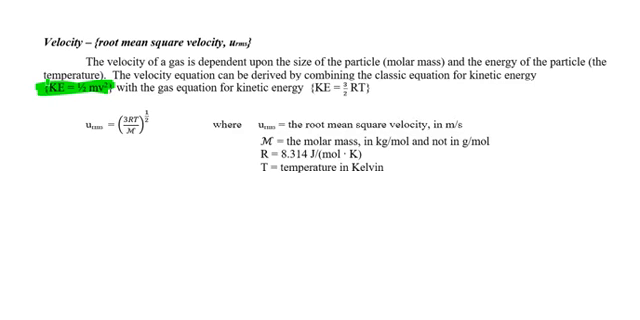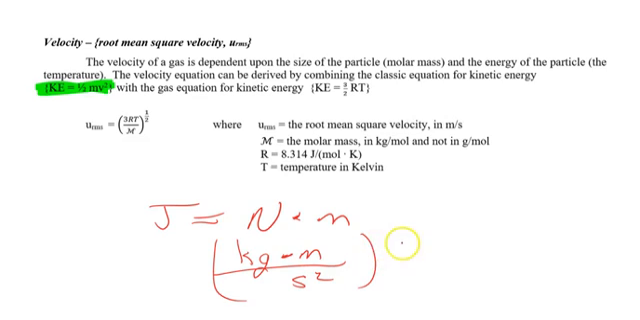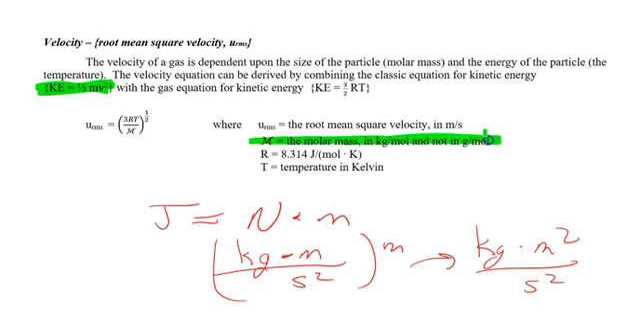Well, kinetic energy is in joules, and a joule is a Newton meter. A Newton is a unit of force, which is kilograms meters per second squared. So that means we're going to have kilograms meters squared per second squared. If we can get rid of the kilograms, we can have meters per second in there. That means our molar mass has to be in kilograms per mole, not grams per mole. That's probably the most common mistake my students make on these problems.